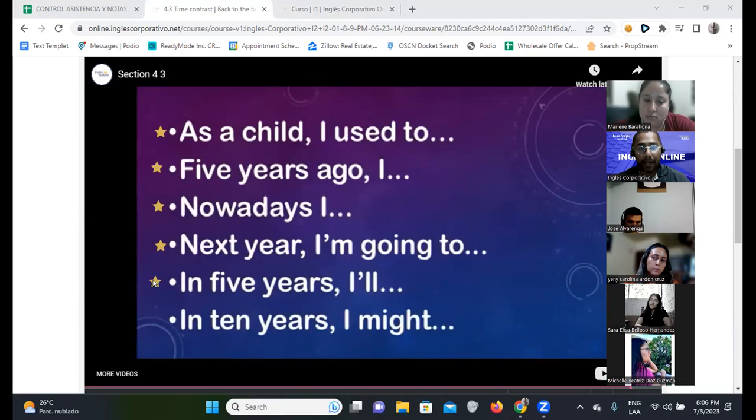Good, good. An example with in 5 years, I'll. Who can give me an example? In 5 years, I'll travel to Canada. Good, good. And the last one, in 10 years, I might. One example with in 10 years, I might.